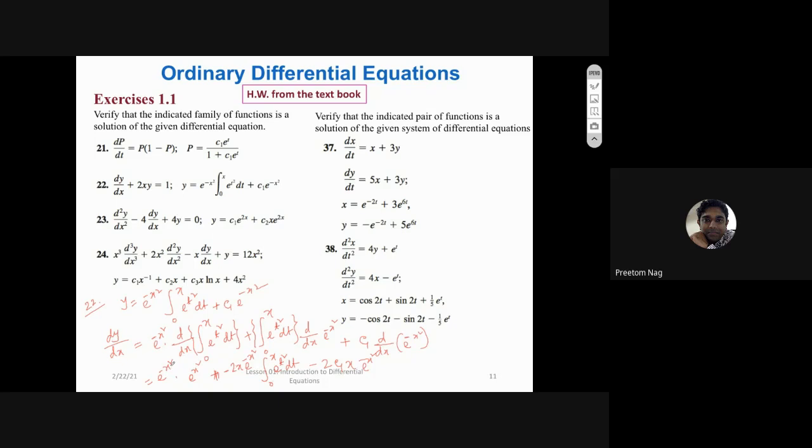So e to the power minus x square and e to the power x square, what is their product? One. Its product is 1. So you get the 1 on the right side, right? Now come here, take 2x common from here, and the remaining term will become your y. Then shift this term to the left hand side and you will get this differential equation easily.